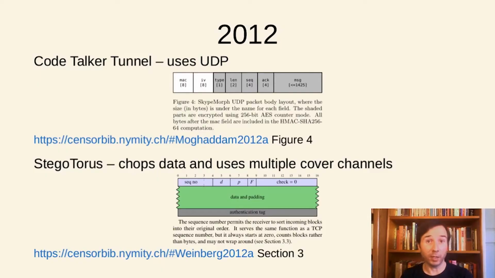I was not the only one thinking about these things. In fact, even earlier, Code Talker Tunnel, Skype-morph, was a system based on UDP packets, and UDP is, as we know, unreliable. So every Code Talker Tunnel packet includes a sequence number and an acknowledgement number to facilitate retransmission of unacknowledged data. Similarly, Stegosaurus, a really innovative circumvention design, split up an incoming stream into little pieces, and each one of those pieces could be delivered over potentially very different cover channels. Every piece had a sequence number attached so that if they happened to arrive out of order, the server on the other end could reorder them before delivering the stream.